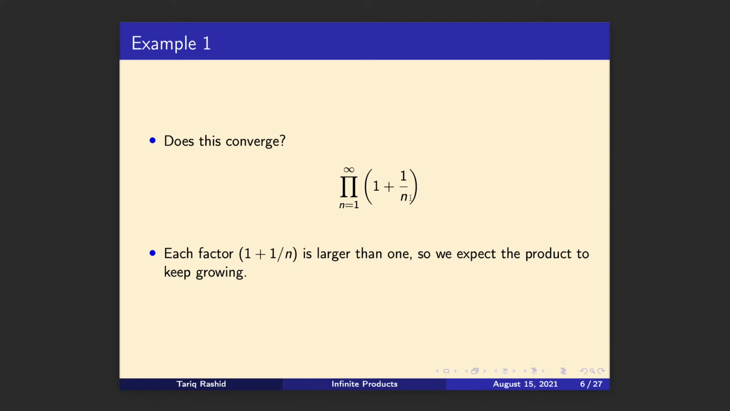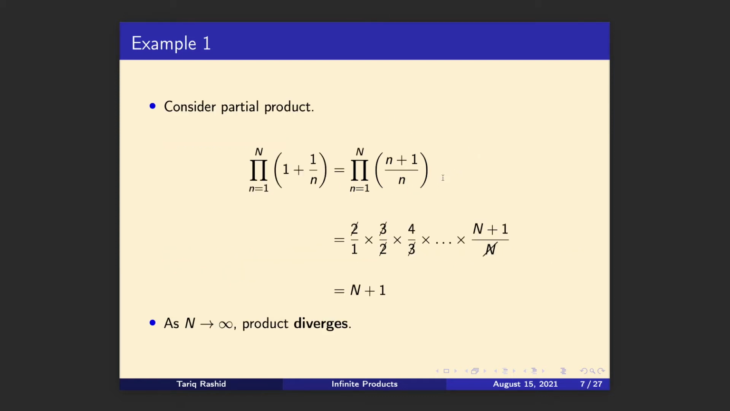Each term will be larger than 1, and that means the effect of multiplying numbers that are larger than 1 is to grow the size of the partial product. So we expect this to keep growing, and we can then guess that it diverges to infinity. That's the intuitive guess. But let's work it out properly.